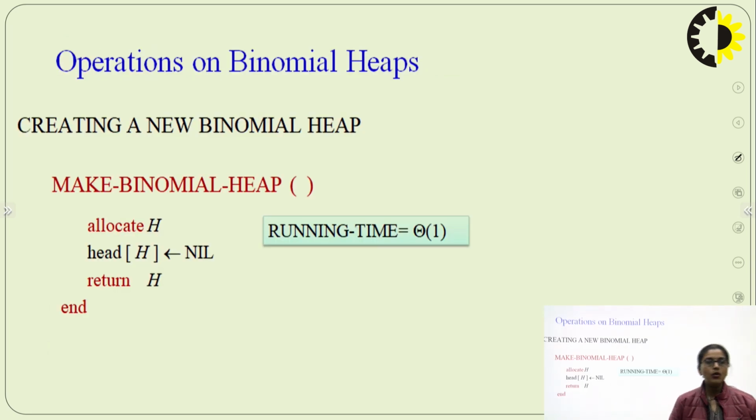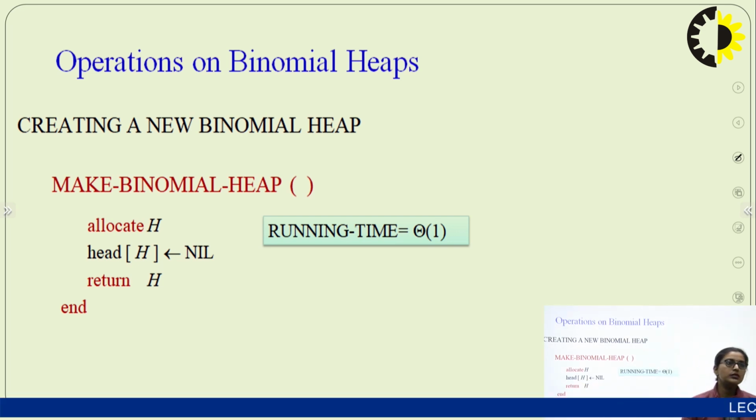But initially, first we have to know how to create, or make, a binomial heap. First we allocate a head, and basically this head is initially null, and we just return this pointer to start the binomial heap. We are just making a null binomial heap.